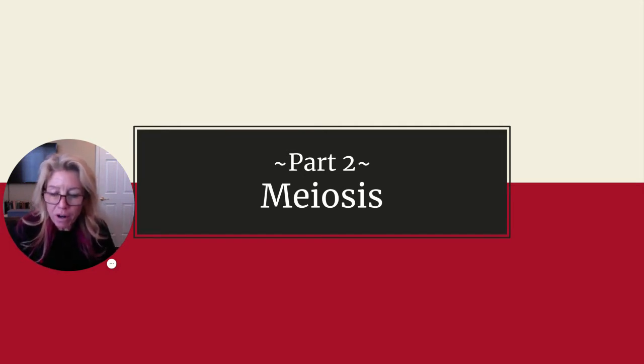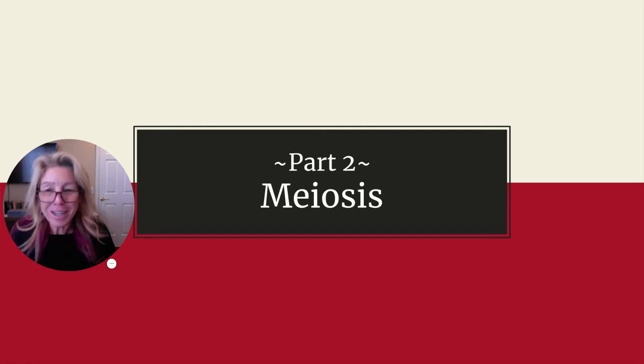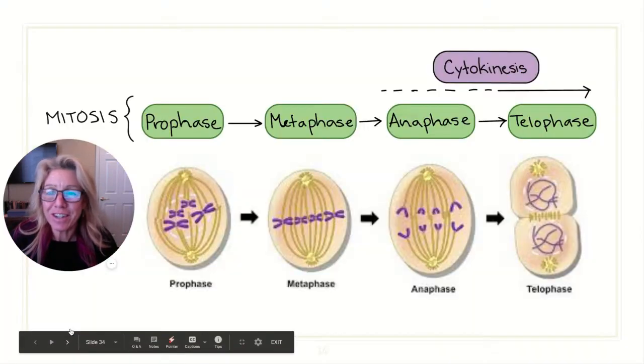All right, so on our notes, we are on chapter 5, and we are on section 5.3. Sorry, I can hear my dog. 5.3, reducing the chromosome number for reproduction, meiosis. So let's get started on that.